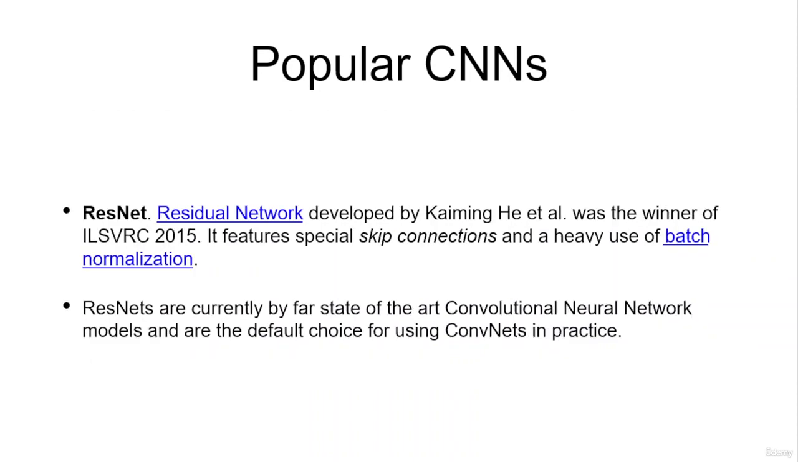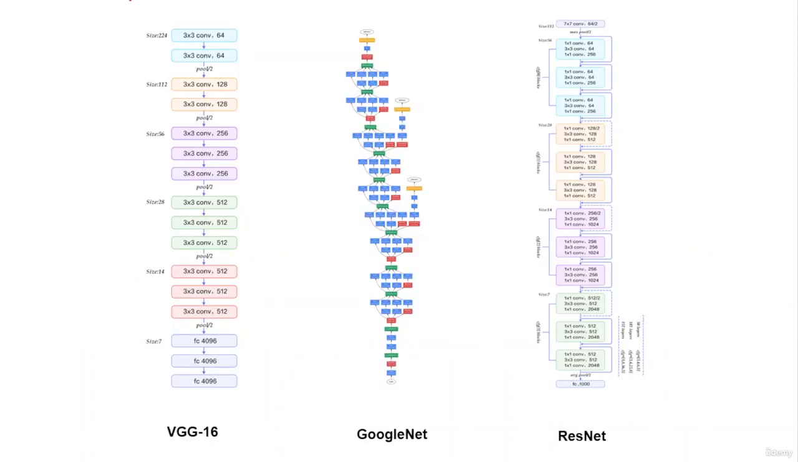The ResNet architecture is the most commonly used convolutional neural network. ResNet, also known as residual network, was developed by Kaiming. It was the winner of the ILSVRC challenge 2015. It features special skip connections and a heavy use of batch normalization. ResNets are currently by far the state-of-the-art convolutional neural network models and are the default choice for using convolutional neural networks in practice.